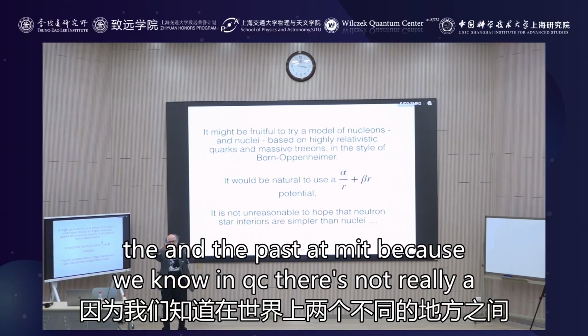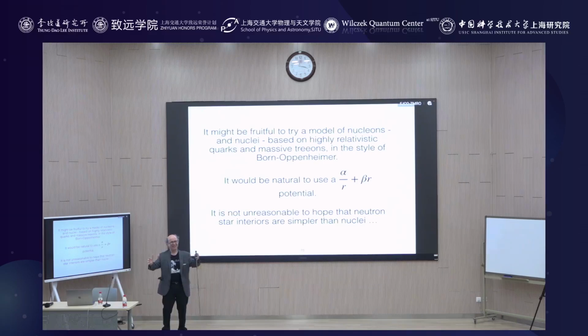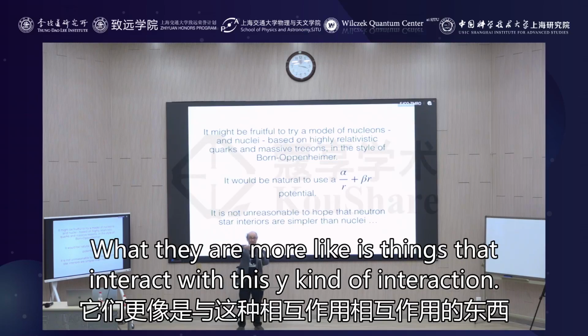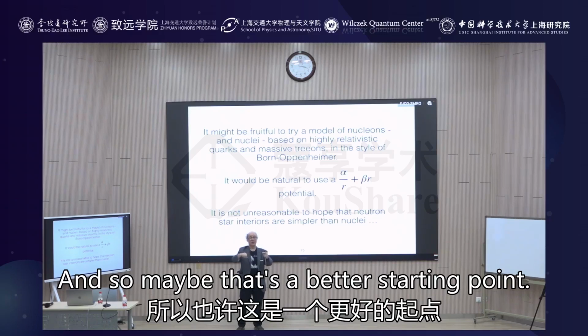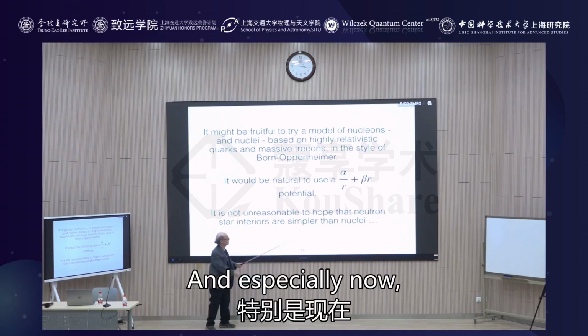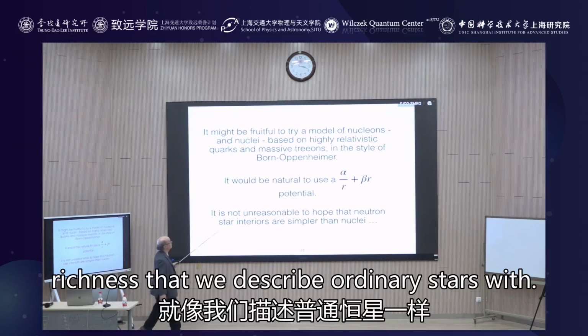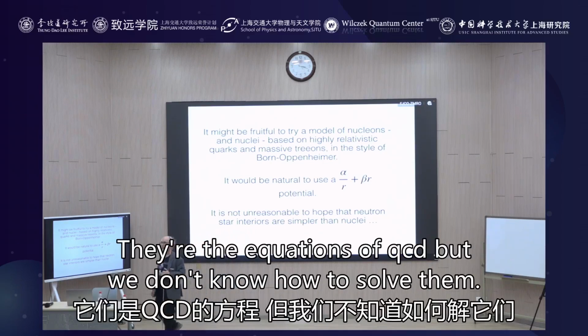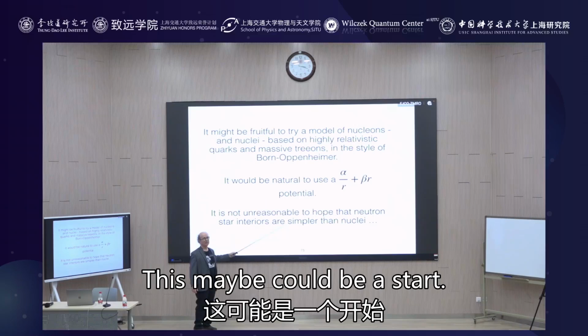Because we know in QCD there's not really a phase transition between two different parts of the world that defines a baryon. They aren't like that. What they are more like is things that interact with this Y kind of interaction. And so maybe that's a better starting point. And especially now we have the challenge of describing neutron stars with the same kind of precision and richness that we describe ordinary stars with. We know the equations, they're the equations of QCD, but we don't know how to solve them in a practical way. This maybe could be a start.